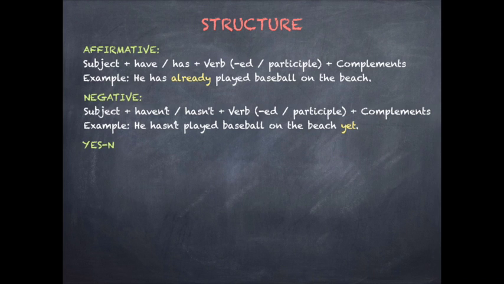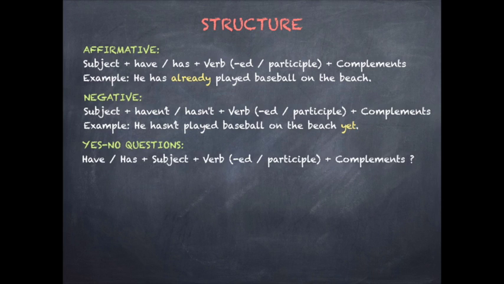In questions, as we always say, there must be a subject auxiliary inversion, so the subject and the auxiliary, in this case have or has, must change positions in the sentence. Consequently, for yes-no questions, we need to start with the auxiliary form that corresponds, followed by the subject, and next the main verb, always in the past participle form.